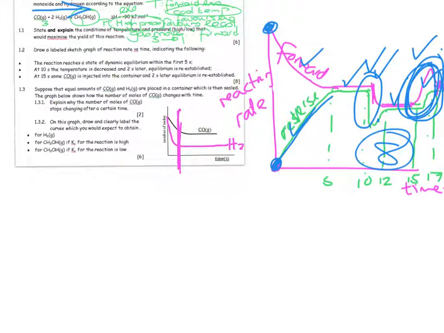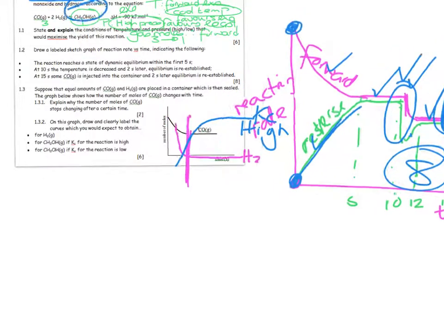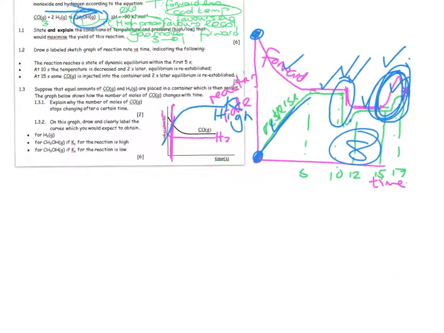Then it says to you what will happen to the methanol if the Kc is high. I will get lots of methanol if the Kc is high. And conversely, if the Kc is low, I will get very little methanol.